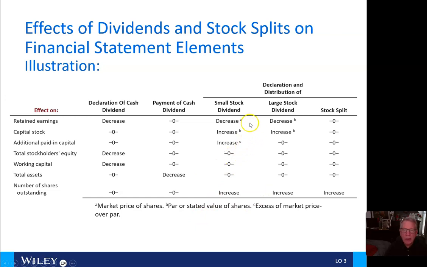Now, a small stock dividend, in summary, decreases retained earnings, but increases capital stock and additional paid-in capital, and the number of shares outstanding increases. With a large stock dividend, retained earnings is decreased and capital stock is increased, but additional paid-in capital is not affected, but the number of shares outstanding is increased. With a stock split, none of the retained earnings, capital stock, etc. are affected, only the number of shares outstanding.